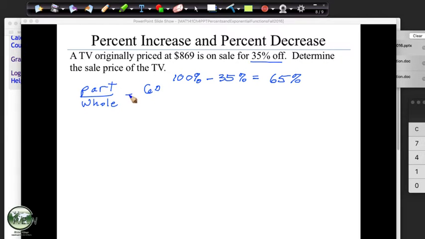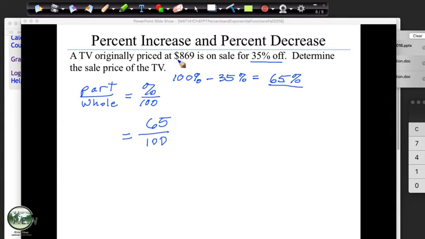equals percent over 100. And what I'm going to do is use the 65% rather than the 35%. The 35% will give me the amount of the discount, but I want to know how much I pay for this thing. And so that gets me to the answer I'm interested in faster. So I'm going to use 65% here over 100.